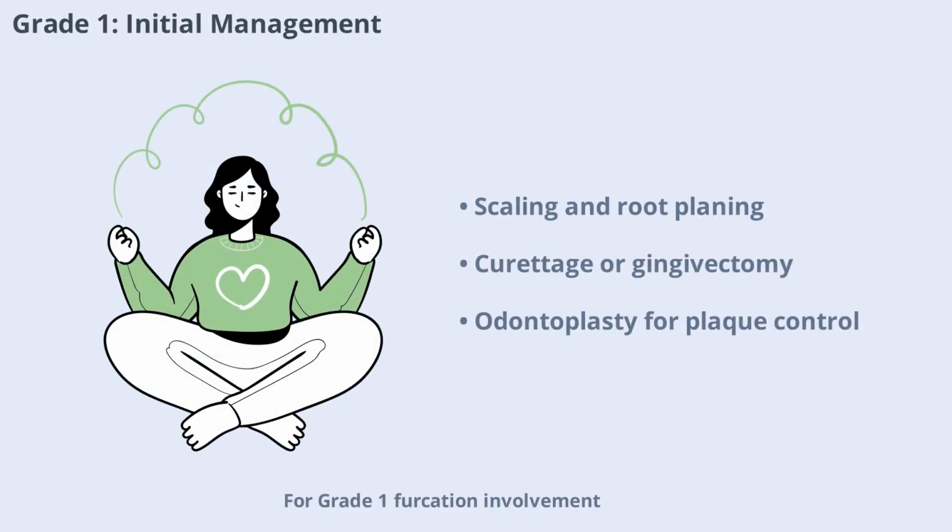For Grade 1 furcation involvement, the focus is on initial preparation and cleaning. This includes scaling and root planing to remove plaque and calculus, as well as curettage or gingivectomy to expose the furcation area for better access. Odontoplasty, which reshapes the facial groove, is also performed to prevent future plaque accumulation. These steps are essential in maintaining the health of the periodontium and preventing the progression of the disease. Early intervention at this stage can make a significant difference in long-term outcomes.